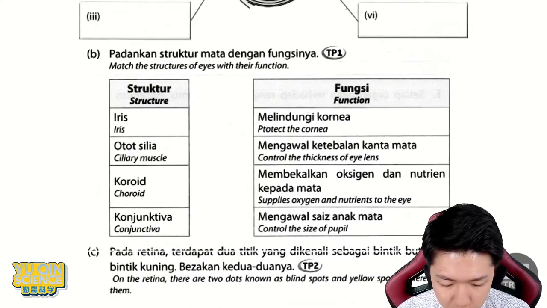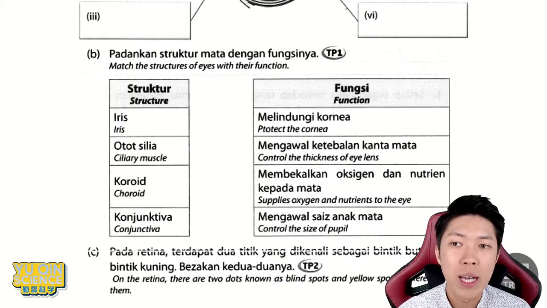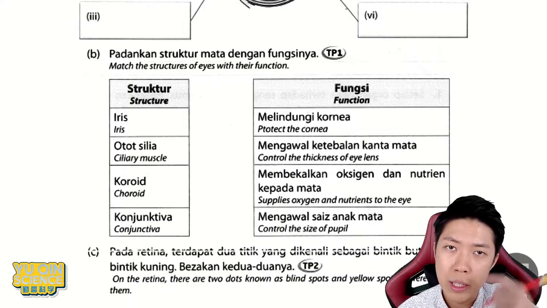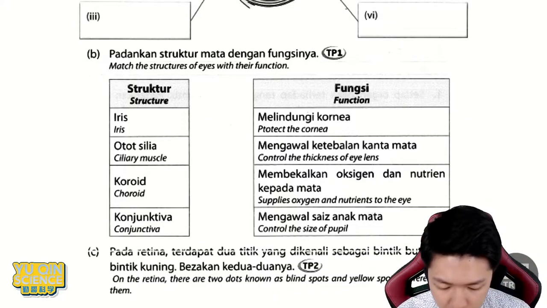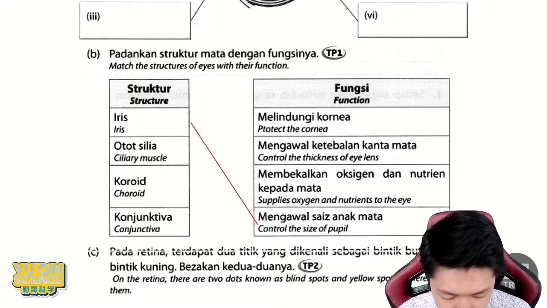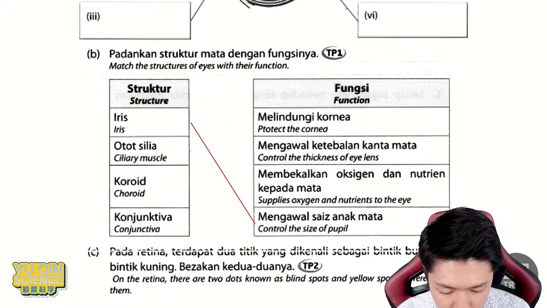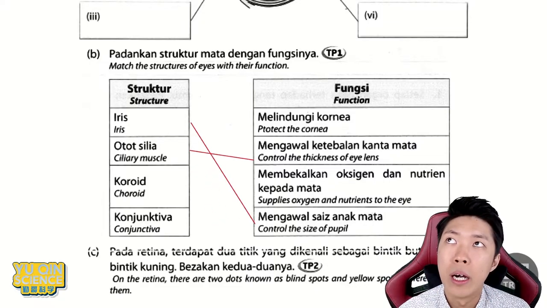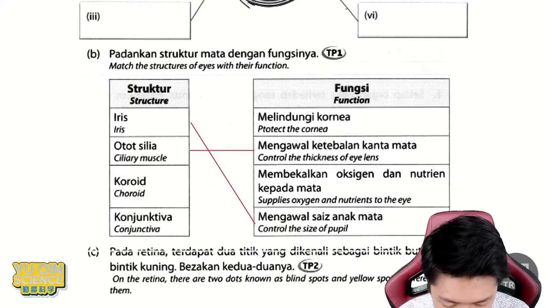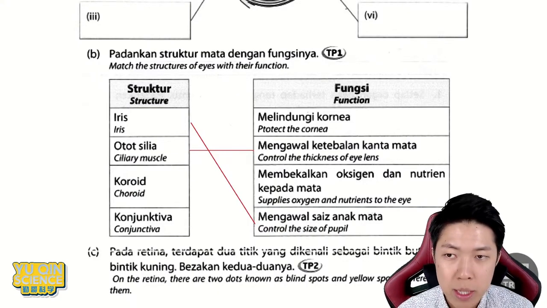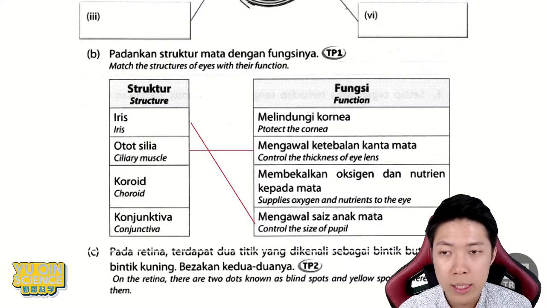Okay, so next one, I think we will start off with this. Let's draw lines to the correct answer. Okay, so iris, what's iris? Iris, the colored part of your eye, is to control the size of the pupil. Very straightforward. Ciliary muscles are to control the thickness of the lens. The other one is called suspensory ligaments. Suspensory ligaments hold the lens.